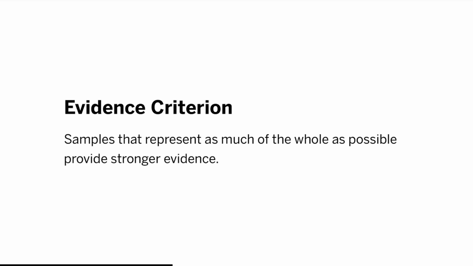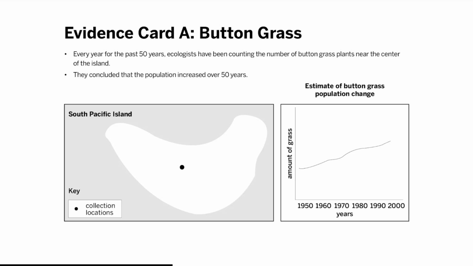You will get a set of evidence cards that contain information about each population from the island ecosystem food web. You will annotate the cards on your own and then use the evidence criterion to evaluate the cards with a partner. The purpose of this activity is to identify the strongest evidence.